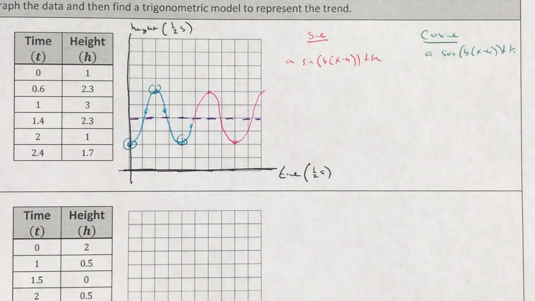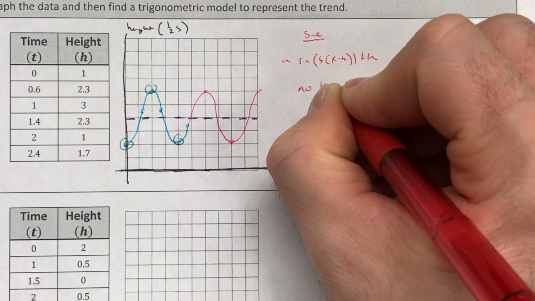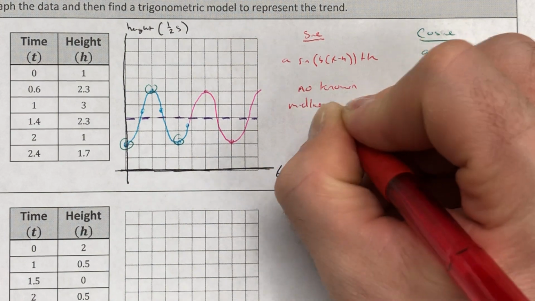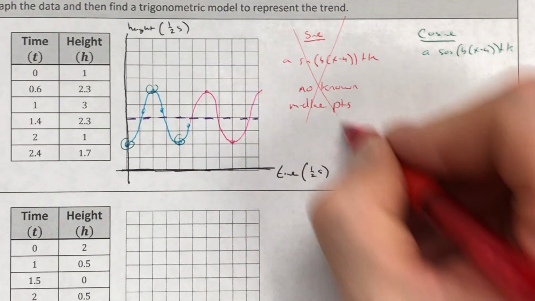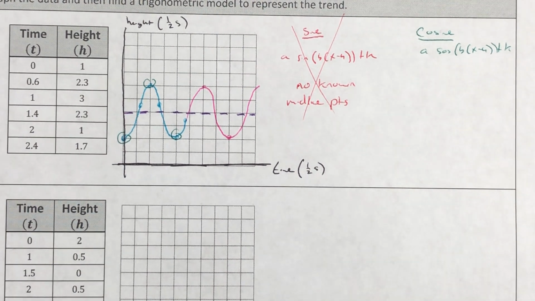And this information, this is hand-drawn. I don't know if I trust my drawing that well to be able to guess where the sine would be. So because there's no midline, so no known midline points, I'm going to go ahead and get rid of the sine function. I'm going to stick to the cosine function.